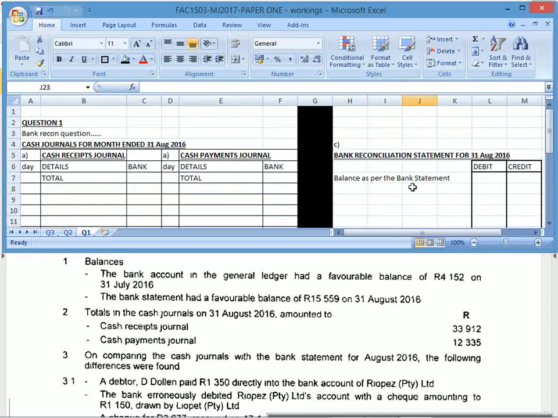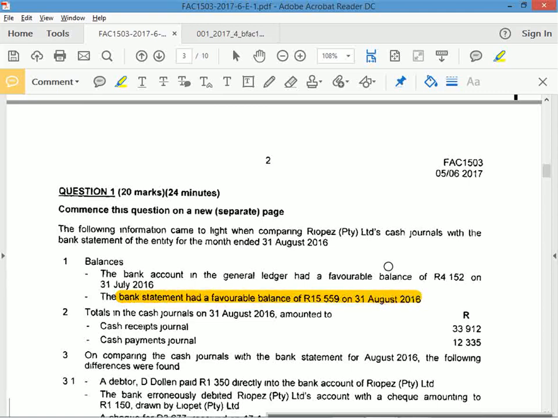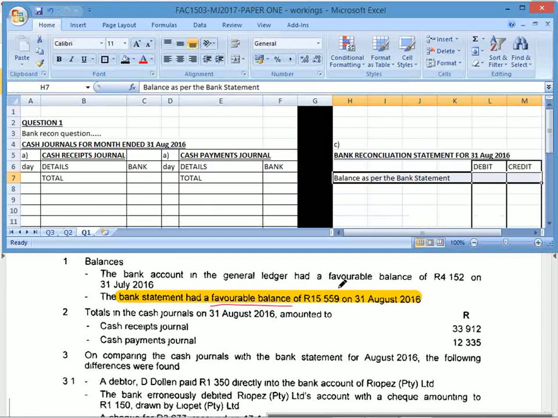In the bank reconciliation, here's the balance as per the bank statement. Okay, remember, theory is important. When you have a favorable bank balance, does the bank owe you or do you owe them? The bank owes you. So the bank will have a liability, you will have an asset.